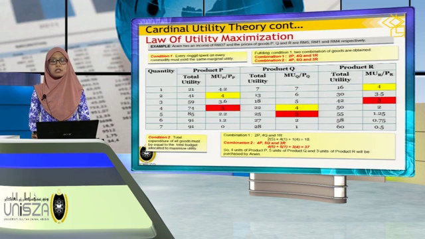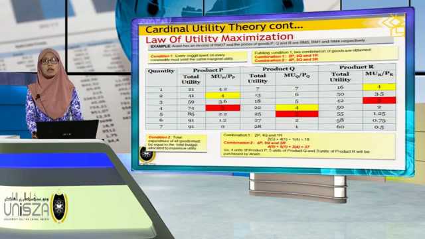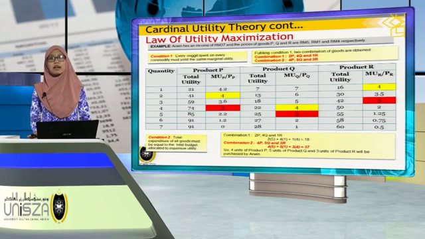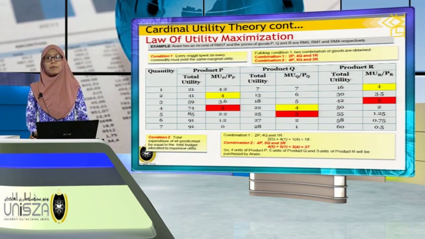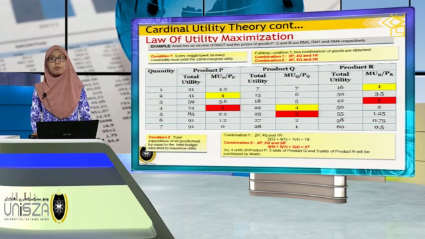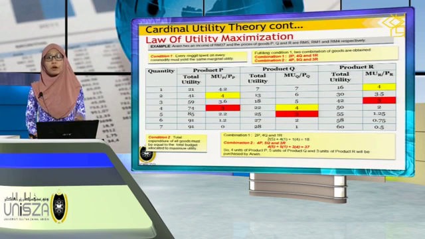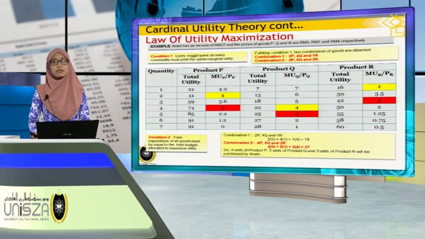As for condition 2 that I explained earlier, the total expenditure on all goods must be equal to the total budget allocated to maximize utility. So for combination 1, we plug in the figures and get the result 18. Meanwhile, for combination 2, when we plug in the figures, the amount will be 37 ringgit, which is the same as Erwin's income. So 4 units of product P, 5 units of product Q, and 3 units of product R will be purchased by Erwin.